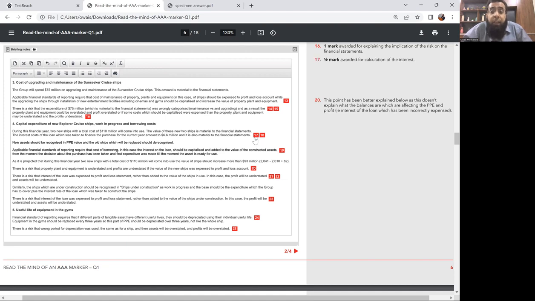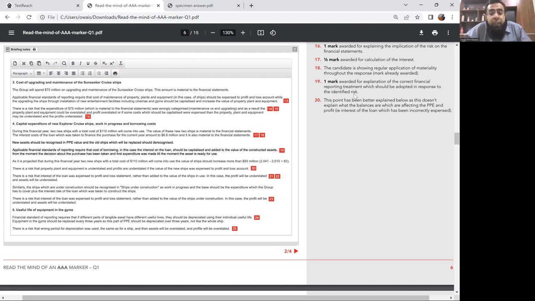Comment 17. Half mark awarded for calculation of the interest. Comment 18. The candidate is showing the application of materiality. That is good. The marks for materiality has already been given. Note 19, 1 mark awarded for explanation of the correct financial reporting treatment, the borrowing cost treatment, if you read it here. Okay, so the examiner is just skipping his irrelevant comments and he's just picking up the right ones and giving him the marks.